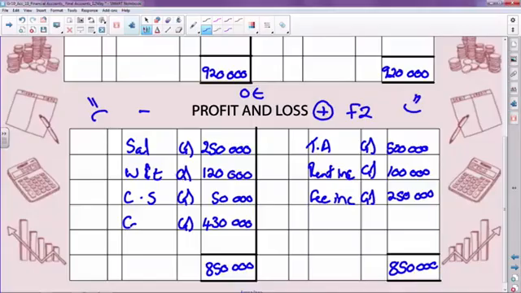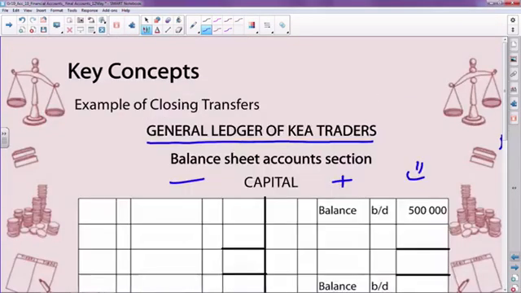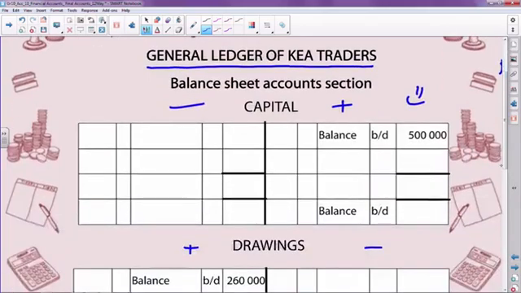Now, where do I take this 430? I'm going to take it to your capital account. And this is step number 7. So 430 needs to go to capital. Now, here's my capital account. And the owner is happy because he got 430,000 Rand as profit for the year. And therefore, his capital goes up because we have profit and loss for the year and it's more.